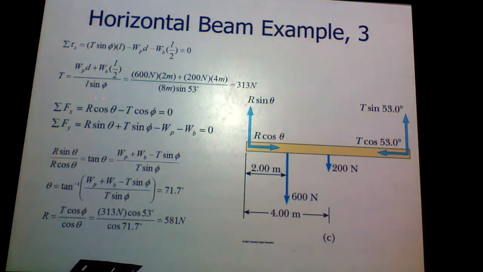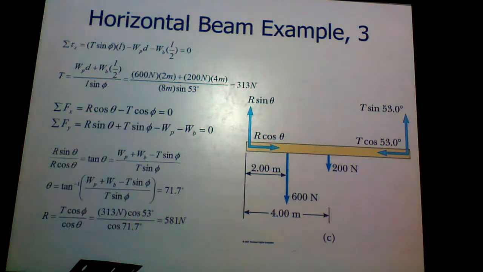If I know the direction of R, then I can find the magnitude of R. I could plug into one of these X components we've already written to solve for R. I used the X because it was a lot easier, and when we do that, we get R to be equal to 581 newtons.